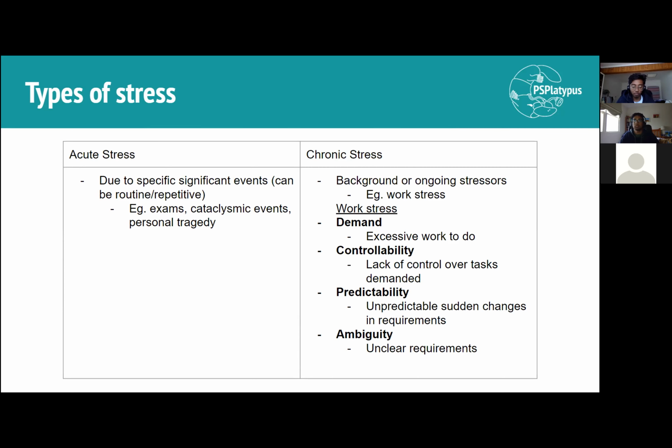Chronic stress, on the other hand, is stress that exists as a continuum throughout time. It's not really an event that starts and ends. It's an ongoing stressor like work stress, and it's characterized by a bunch of stuff. We have demand, so a lot of excessive work to do. Controllability, so a lack of control over the task demanded. Predictability, so it's not predictable in the requirements that the work provides or needs. It's ambiguous as well, in terms of unclear requirements.